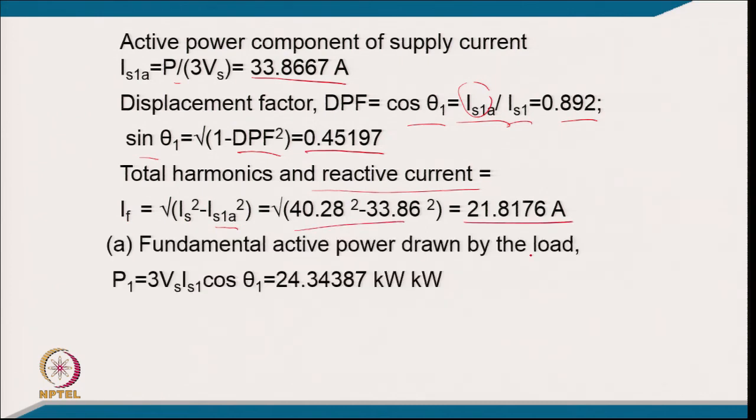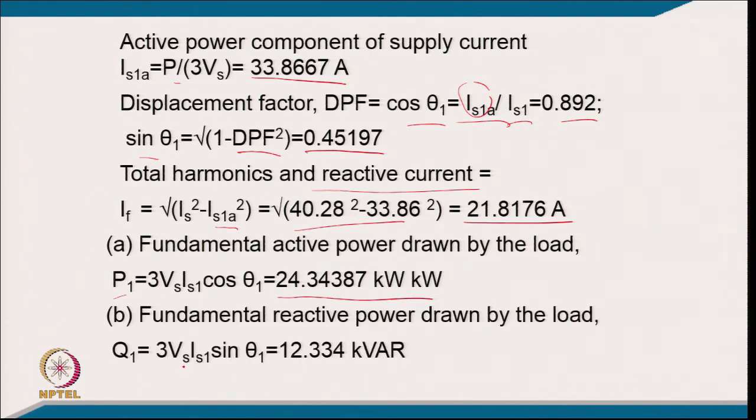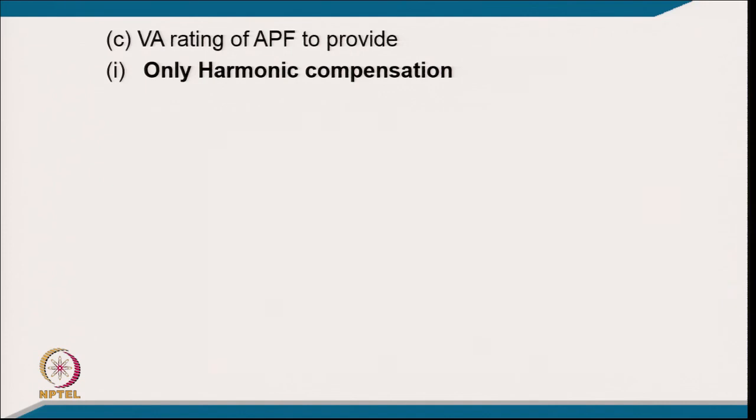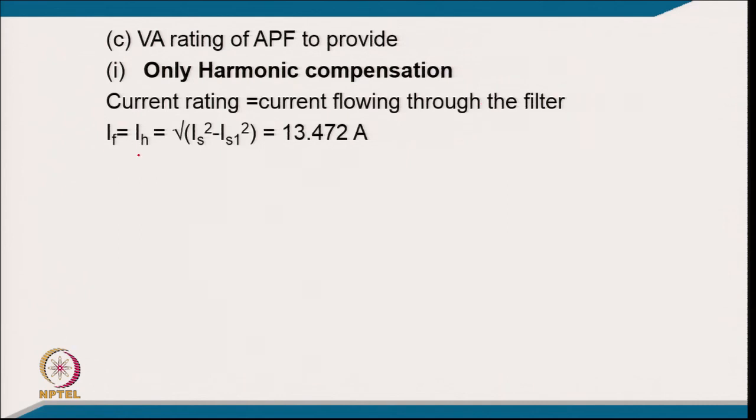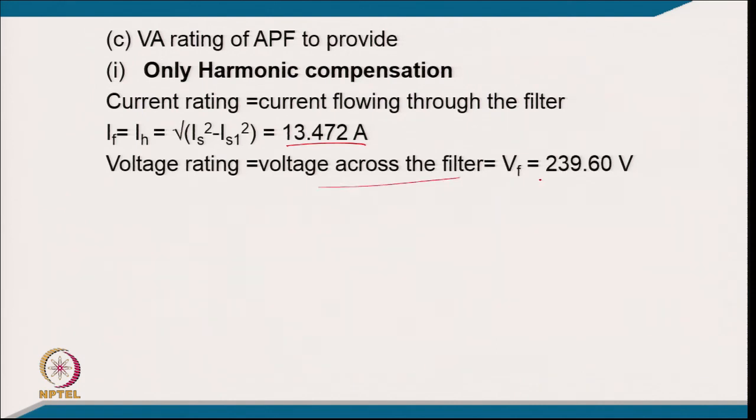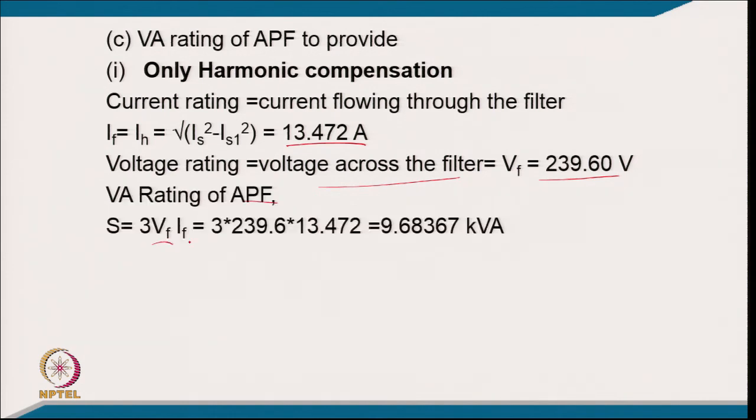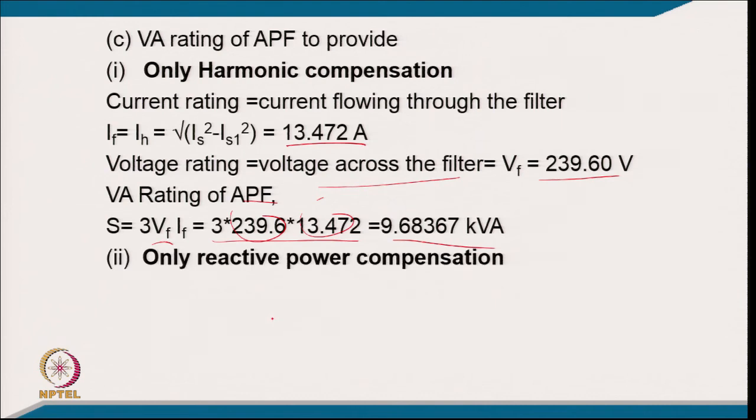which, putting in the values, comes to 21.8176 ampere. The fundamental active power drawn by the load, P1, is equal to 3 Vs IS1 cos theta 1, so it comes to 24.34387 kilowatt, and the fundamental reactive power drawn, 3 Vs IS1 sin theta 1, is 12.334 kVAr. Now coming to the rating of the shunt active power filter only for harmonic compensation, the current in the shunt filter will be IF equal to IH, the square root of IS square minus IS1 square, only the harmonic current. Putting in the value, it is 13.472 ampere, and the voltage rating will be the same as the PCC voltage per phase, that is 239.6, and the VA rating will be 3 VF IF. Putting in the values, it comes to 9.68387 kVA.